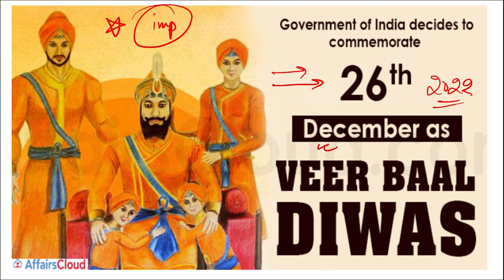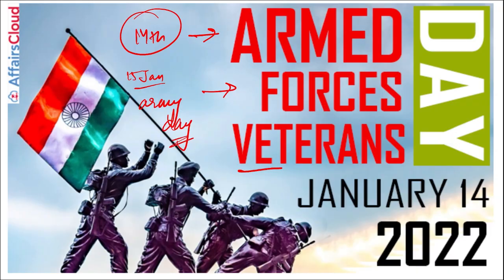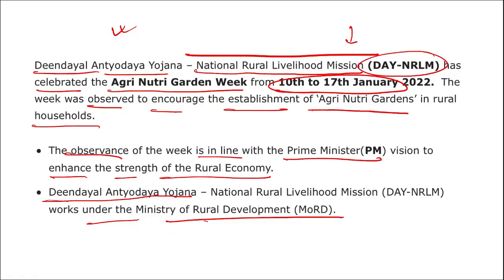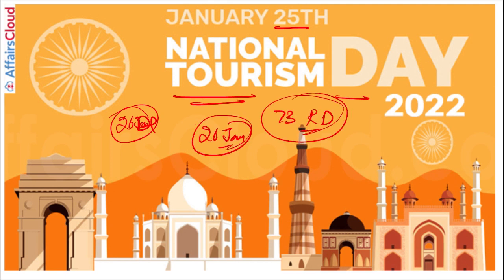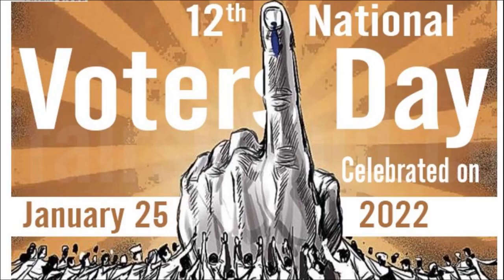So 26th of December as Veer Bal Divas, and 25th of January is observed as National Tourism Day, and on 26th of January we observed the 73rd edition of Republic Day. And which tableau won the best tableau award for this Republic Day? It was your UP tableau. Next is your 12th edition of the National Voters Day, that is annually celebrated on 25th of January.